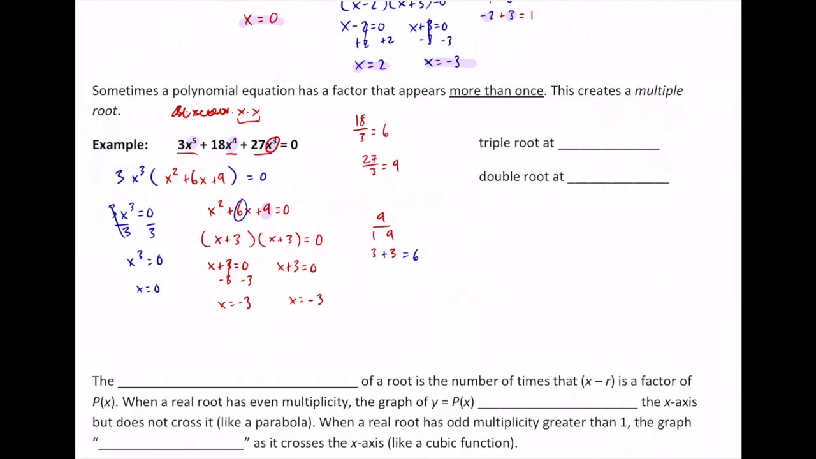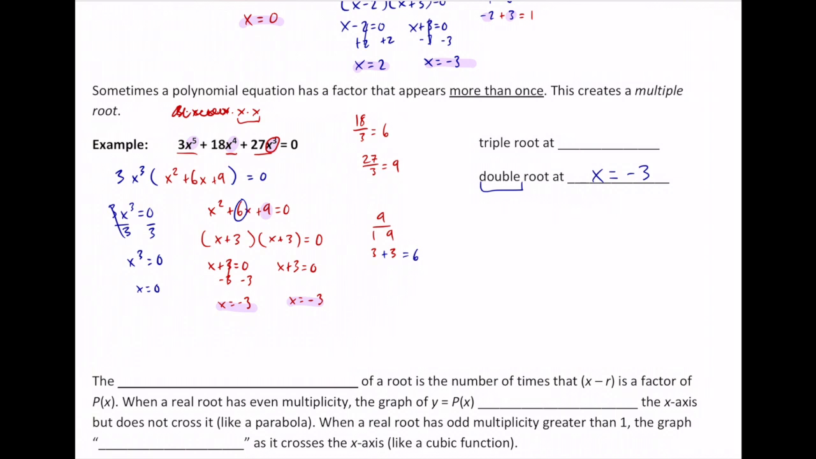So sometimes we're going to get an answer more than once, just like we got here. We have x equals negative 3 twice. So we have a double root at x equals negative 3. A double root means we have the same root twice.